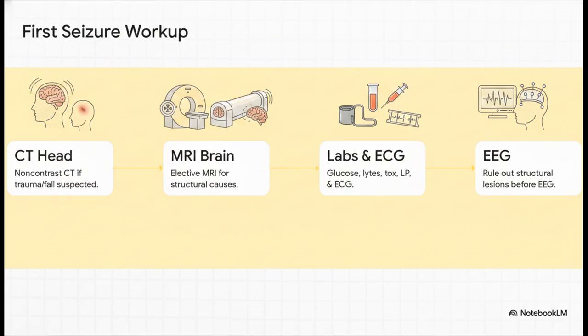You'll also want an ECG to rule out a cardiogenic syncope mimic, and go for a lumbar puncture if you suspect a central nervous system infection. Finally, an EEG is what helps you classify the recurrence risk and the specific seizure type.